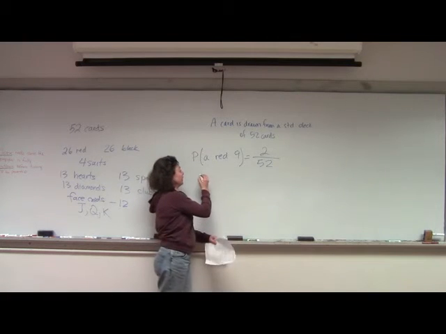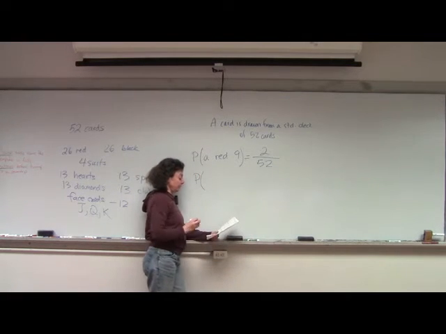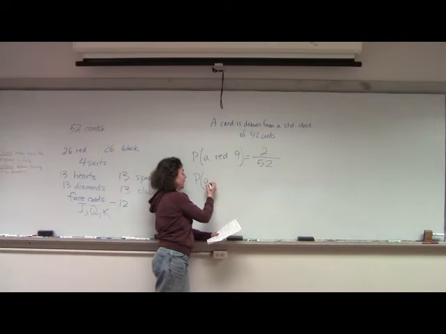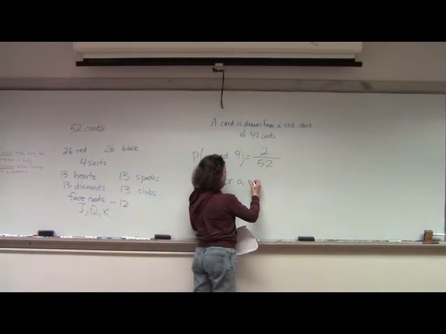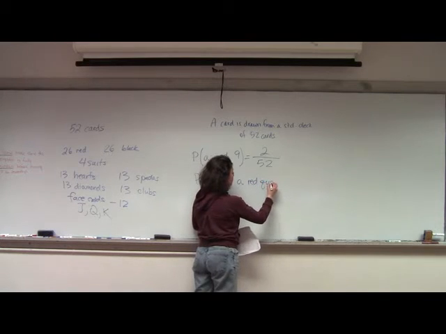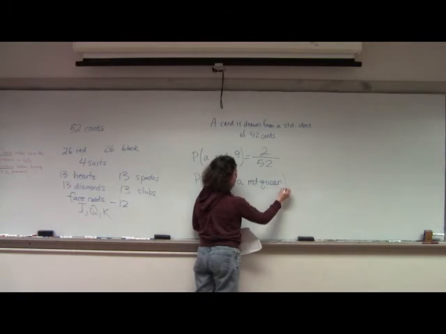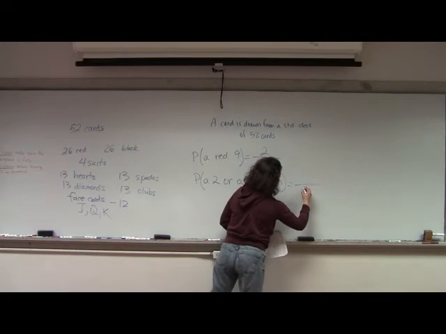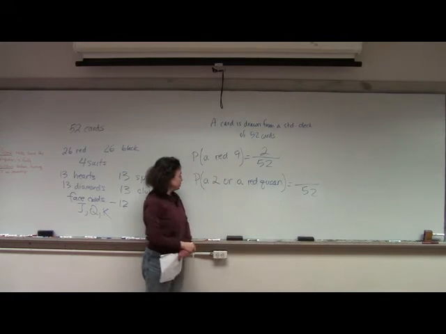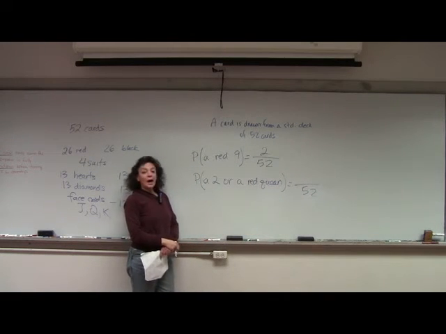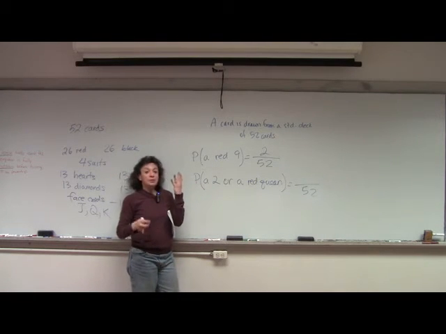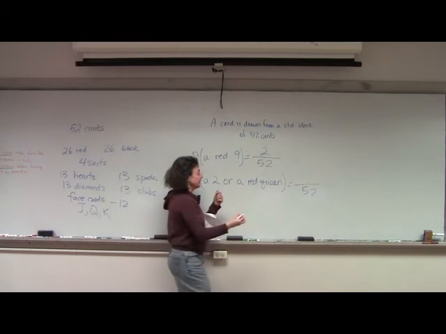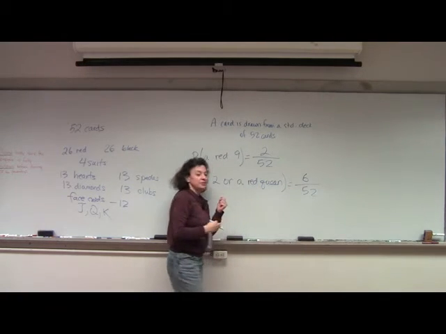All right, what if I want us to find the probability of drawing a 2 or a red queen? Again, our denominator is 52. All right, how many 2s are in our deck? We have 4 2s. And we have 2 red queens, therefore we have 6 over 52.